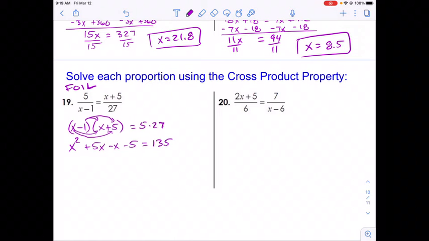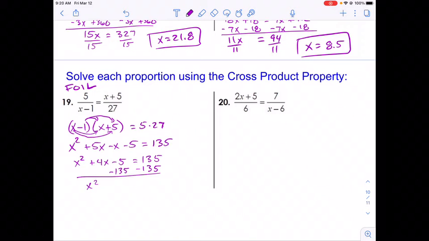So we're going to simplify each term here. So x squared, this will be 5x minus x is plus 4x minus 5. And then what we're going to do is bring over the 135 because we want to get this to 0. So we're going to subtract 135 from both sides.